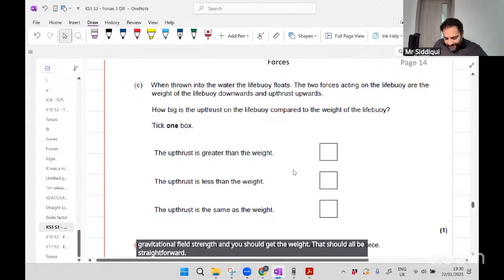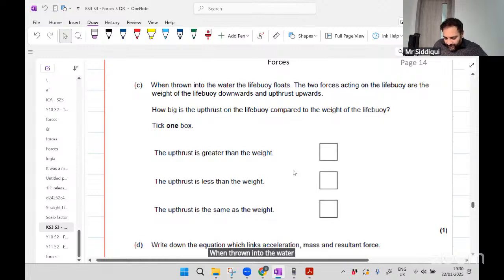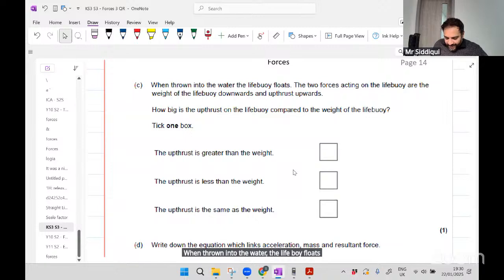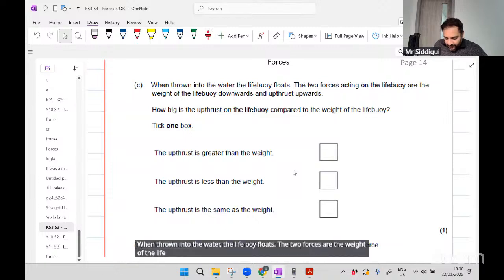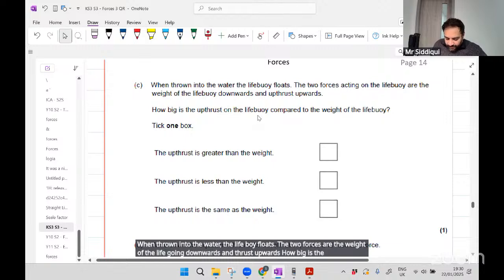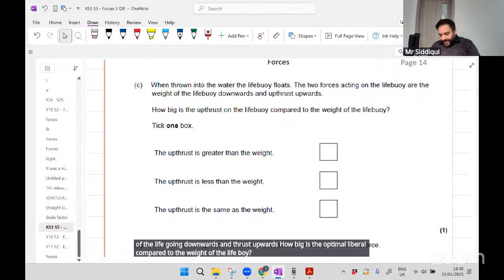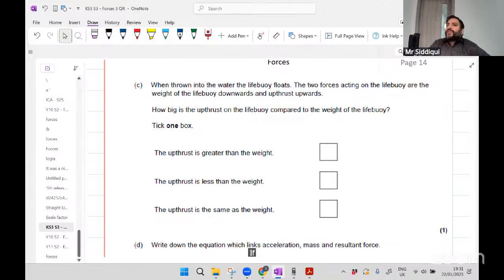When thrown into the water, the life buoy floats. The two forces are the weight of the life buoy downwards and upthrust upwards. How big is the upthrust of the life buoy compared to the weight of the life buoy? Look, right. So in any situation, if something is not moving in a particular direction, then the forces on it must be equal. They must be.